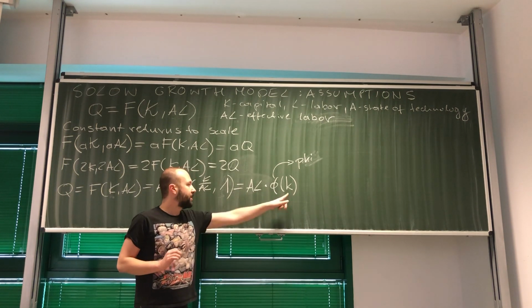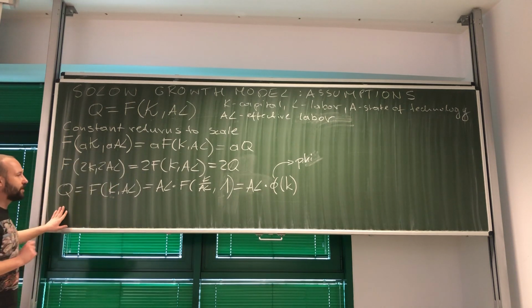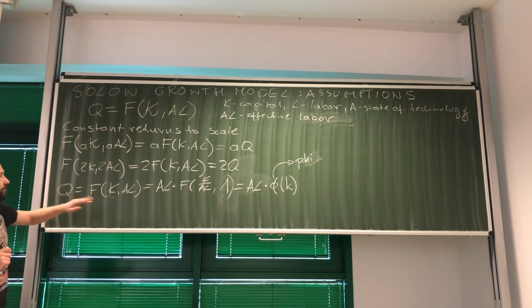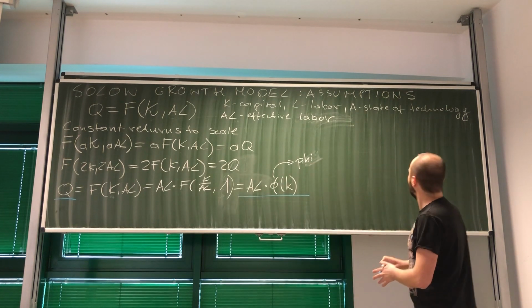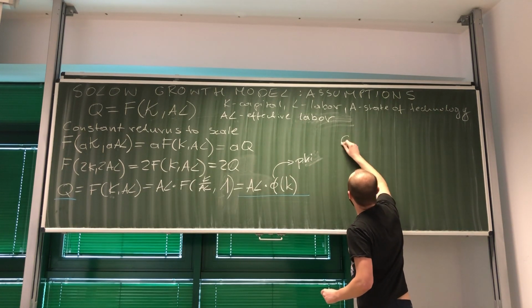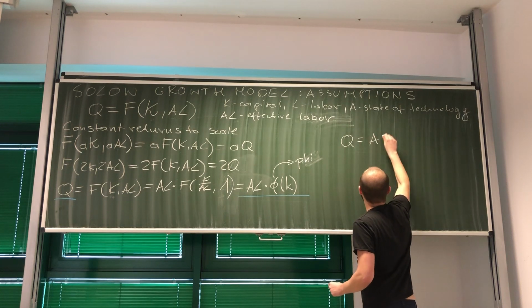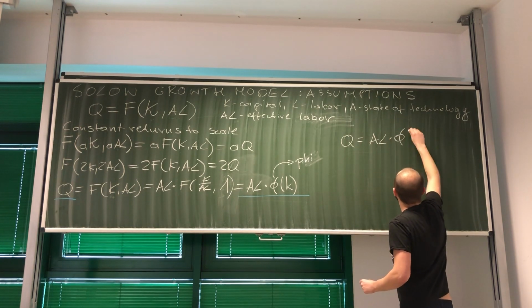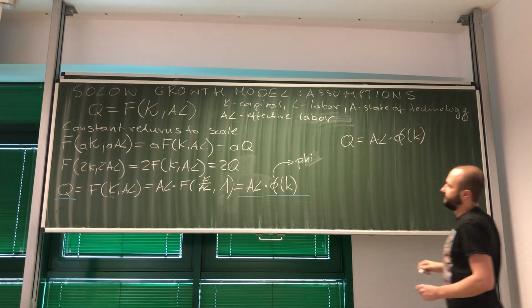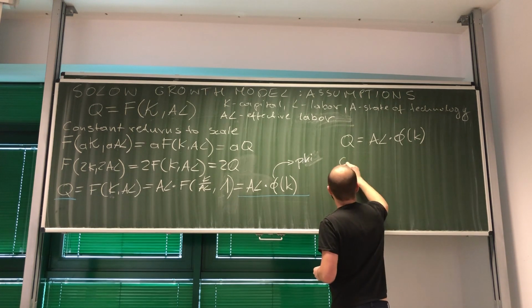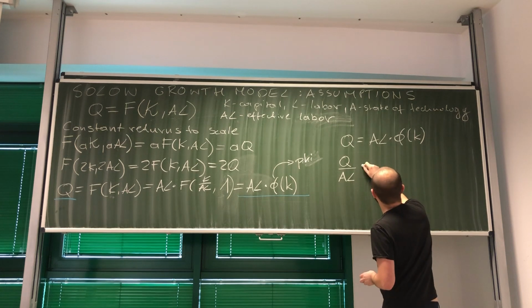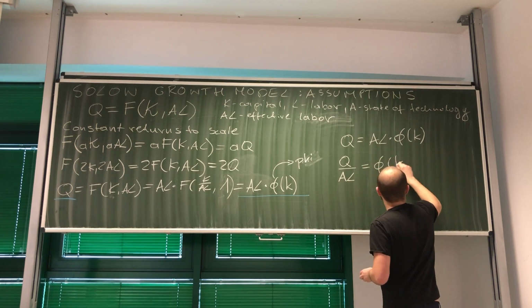Lowercase k. What is this lowercase k? Before we go to that, let's just take q that we see over here in the last expression, and let's put them here. So we've got q equals AL times phi of k. Now, look, if I divide both sides by AL, I'm going to get an expression like this.